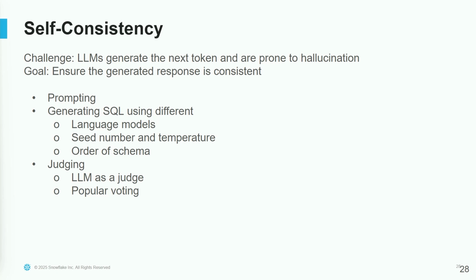The main idea is, let's say you have 5 generated responses. You can do a popular vote at this point to see which response has been generated most, maybe 2 out of 5 or 3 out of 5. You will be more confident in that given response. Or you can use another language model, most likely a reasoning model, as a judge. So you have multiple responses for the same question and schema, and you simply ask a reasoning model to decide which response is better.